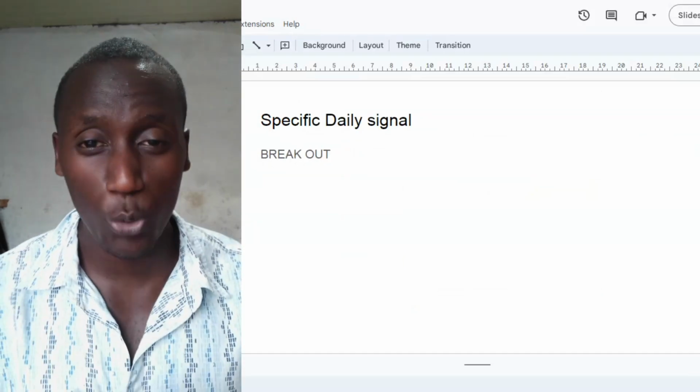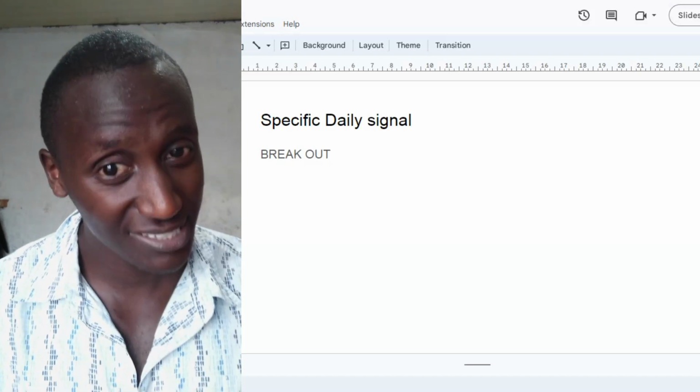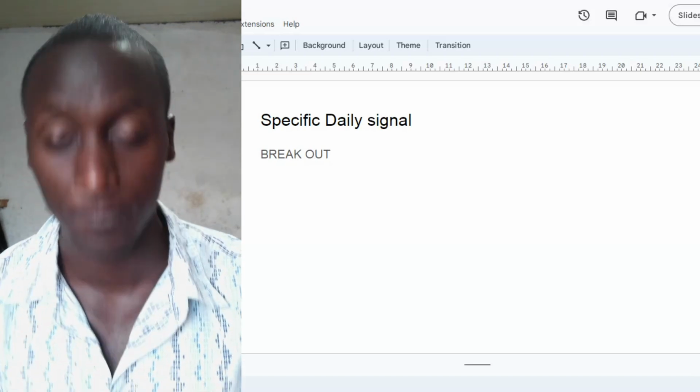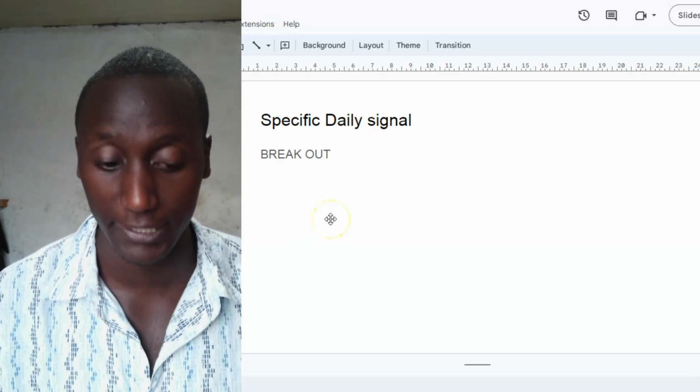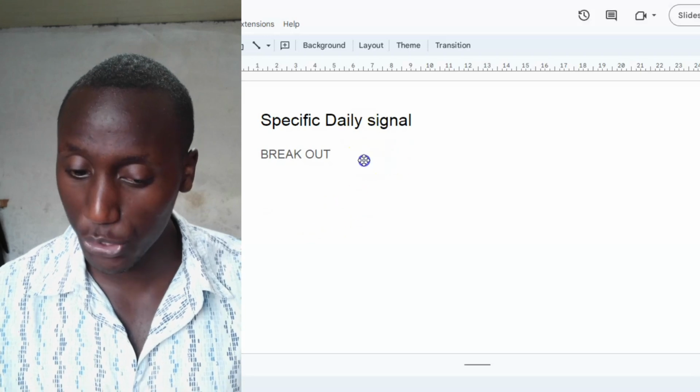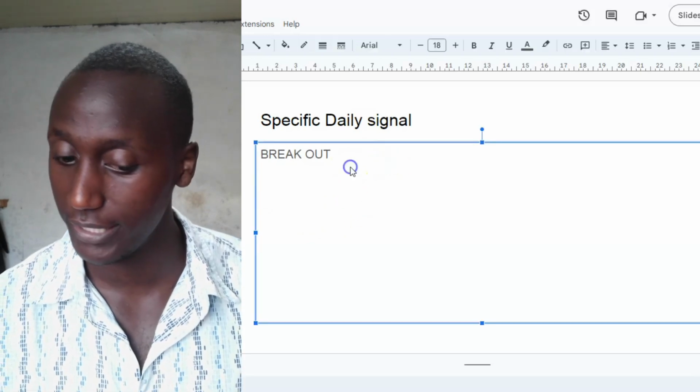Now, after you know where the week is headed, the next signal is the daily signal. And the daily signal is a breakout of the high of the day. However, how do we know exactly where the high of the day is?